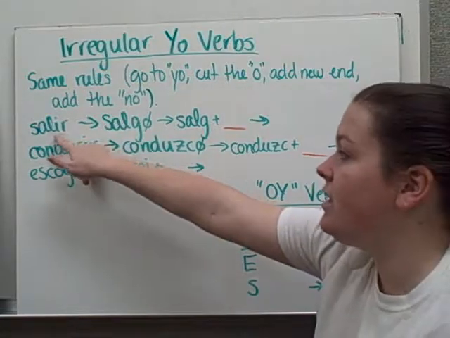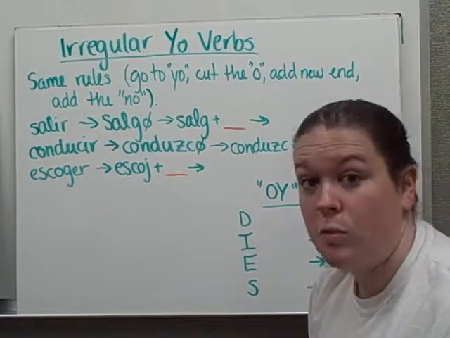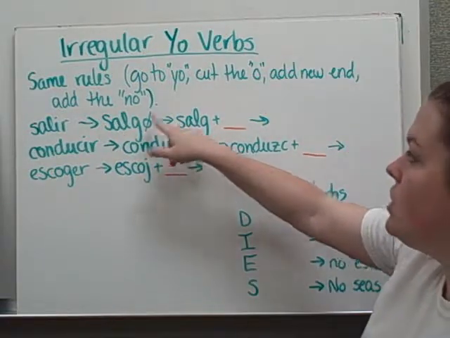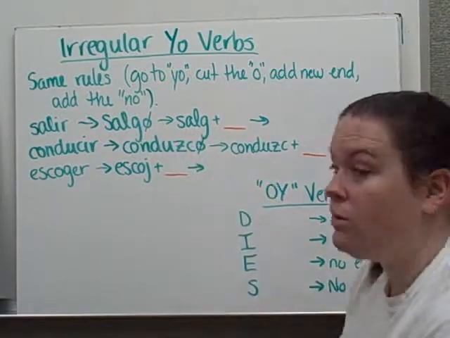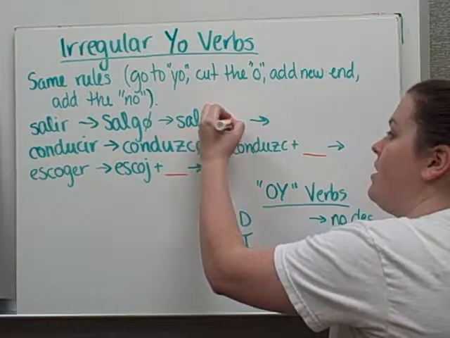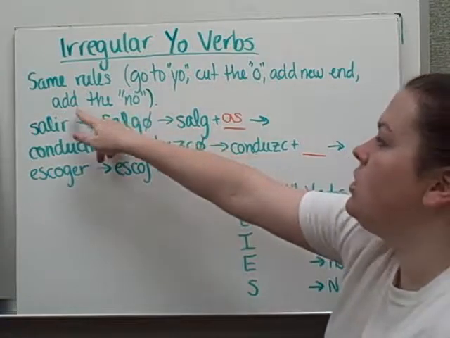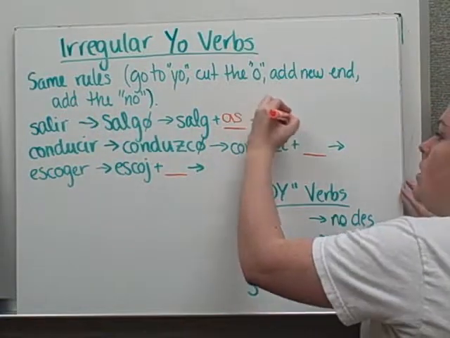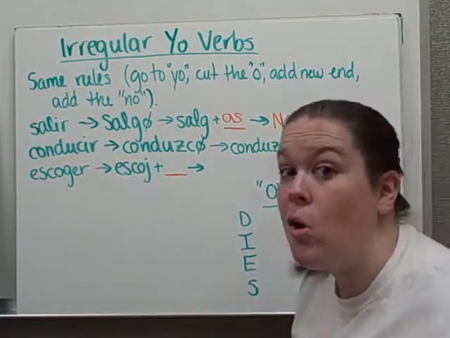So for example, salir, it's not salo. In yo form, it adds a G, salgo. It's one of our go verbs. So we go to yo, we're going to drop the o. Now we're left with salg, and since it's an IR verb, we're going to add, instead of ES, AS. Remember at the very end, you need to add the no. So this will be no salgas.